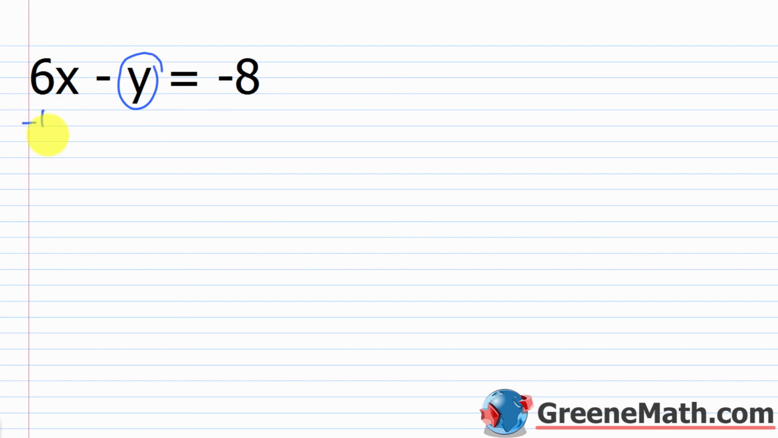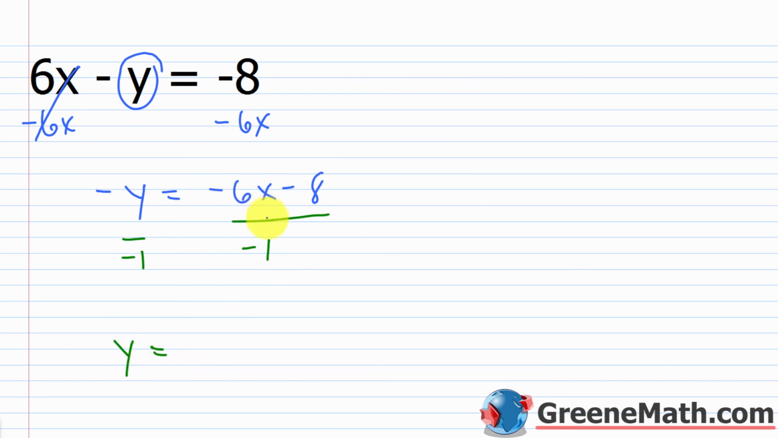So let me subtract 6x away from each side of the equation. That'll cancel. You'll have negative y is equal to negative 6x minus 8. We would then just divide both sides by negative 1. So I'd have y is equal to negative 6x divided by negative 1, which is 6x. Negative 8 divided by negative 1 is plus 8. So then I have y equals 6x plus 8. So the coefficient of x, which is 6, is my slope. This is m. All right, remember, y equals mx plus b. My y-intercept occurs at 0, 8.